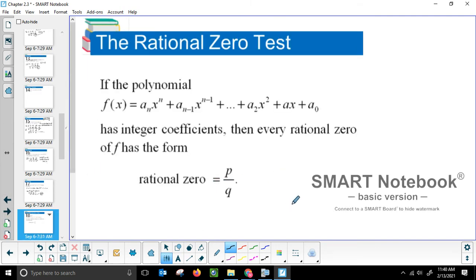Okay, the rational zero test. Right, if the polynomial f of x equals a sub n times x to the n, this is just standard form. Don't let that complicate things. Right, standard form of a polynomial. If it has integer coefficients, so if all the numbers in front of your variables are integers, right? Not fractions, not decimals, right? Integers, right? Then every rational zero has the form p over q, all right?